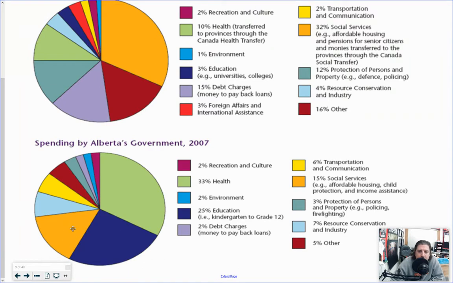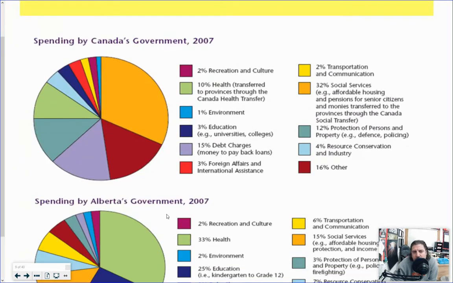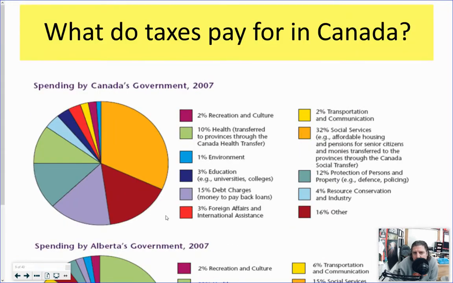Then you have 15% into social services, so provincially funded social services, affordable housing, child protection, income assistance, and then some subsequently smaller numbers. For example, resource conservation, industry, we have transportation, we have other, and some other things. So this kind of gives you a diagram of how taxes are allocated, both federally and provincially.